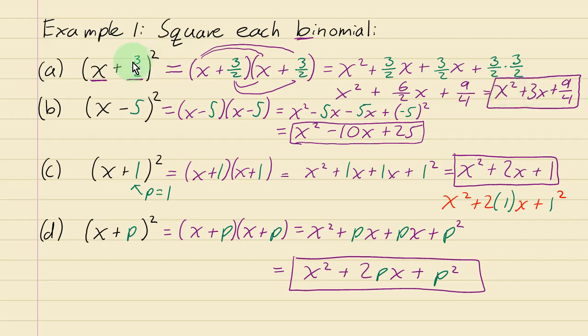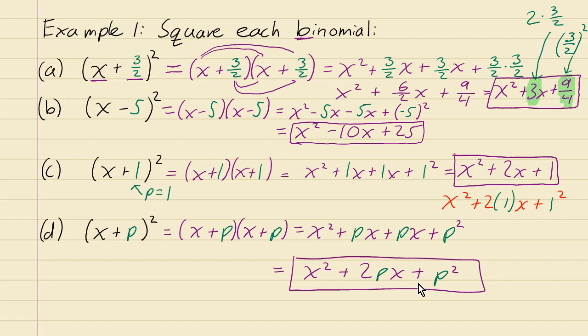Here, if your p is 3 over 2, then 2 times p would be 2 times 3 over 2 here. That 3 there is the same thing as 2 times 3 over 2. And the 9 over 4 here, that's the same thing as 3 over 2 squared. So this is a formula that works in general for squaring binomials.